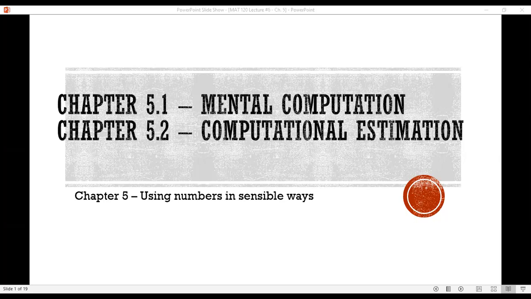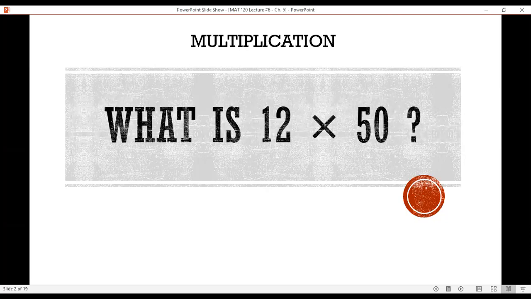Okay, so today we're doing chapters 5.1 and 5.2, mental computation and computational estimation. So the first question is, what is 12 times 50? Now, I'm not going to ask you this question in efforts to get you to do the old school methodology of multiplying a two-digit number by a two-digit number and so on. We're trying to find some trick here.